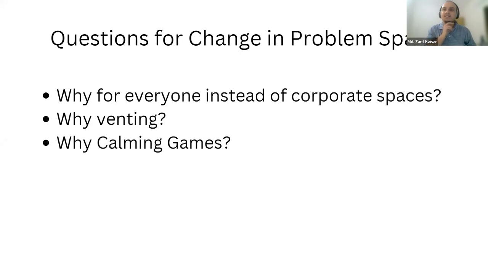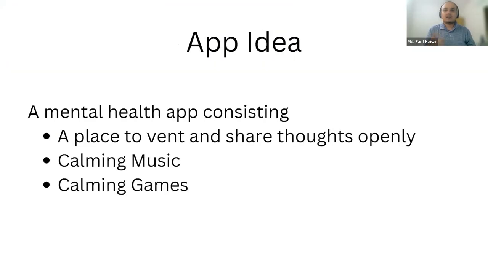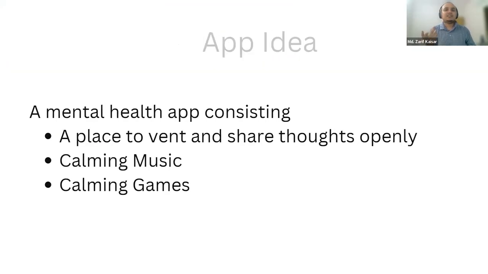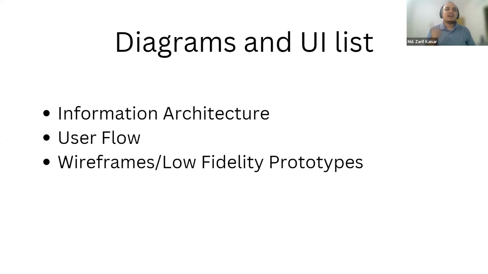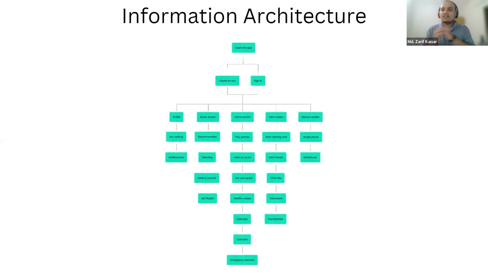Let's move on to the prototyping phase, or the ideate phase. You all know the app idea already, so let's skip that slide. We have information architecture, user flow, and wireframes. Let's have Delvin speak about the information architecture.